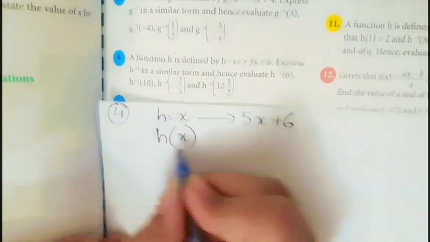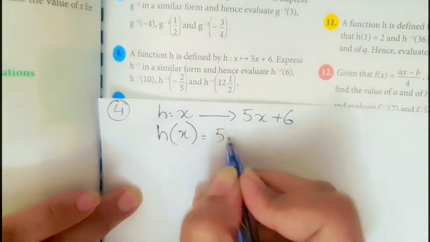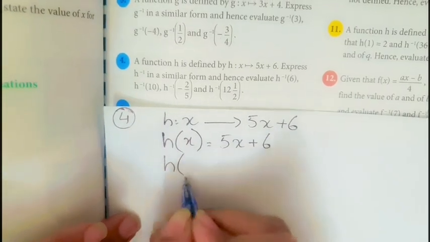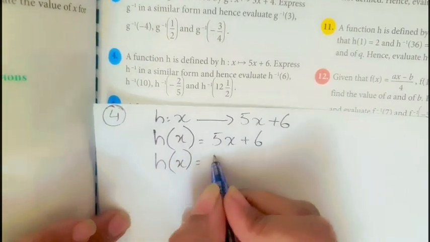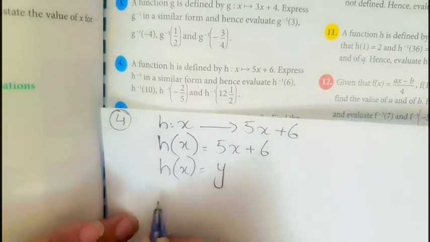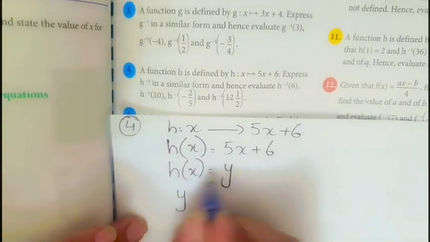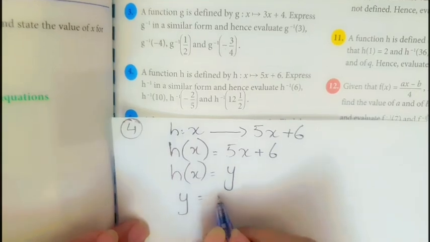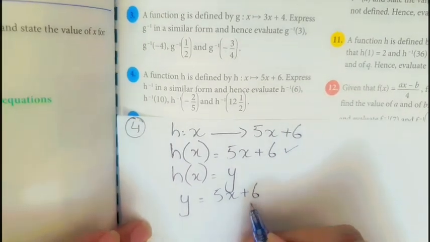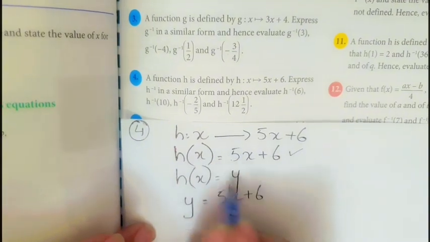So it would be h(x) = 5x + 6. And now let's suppose h(x) is equal to y. Now these both are h(x) and these are the values of h(x), so I am writing y in place of h(x) because both are equal, and 5x + 6, this is our main equation. I have written over here, in place of h(x) I have used y.